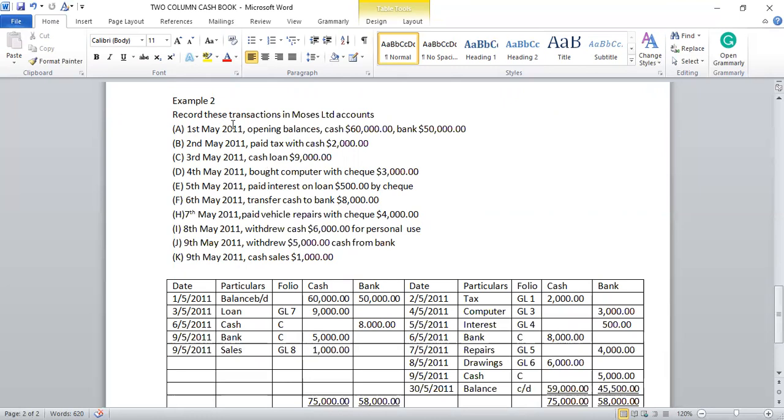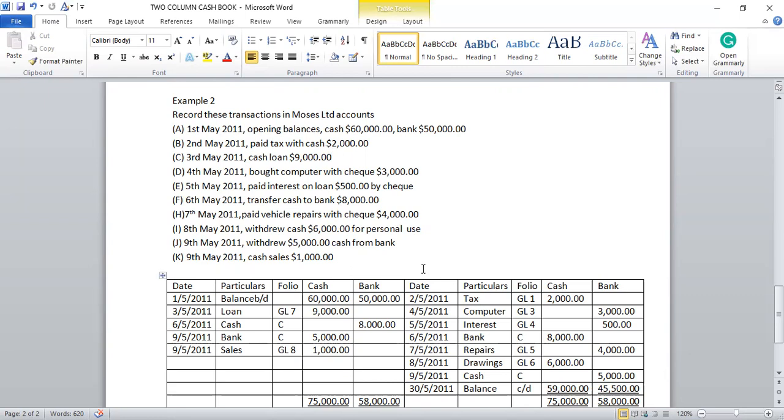So let's see how we are going to enter. The first May 2011, opening balances, cash $60,000, bank $50,000. So when we come here, the date 1st May 2011, the particulars, balance brought down, the opening balances. Then we have the cash column, $60,000, the bank column, $50,000. Then B, 2nd May 2011, pay tax with cash, $2,000. So the cash account will be credited.